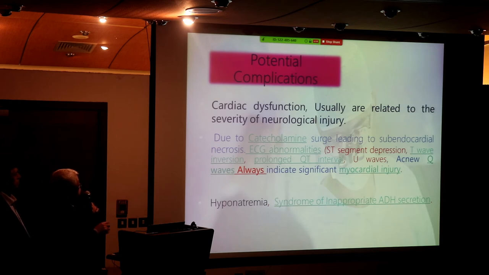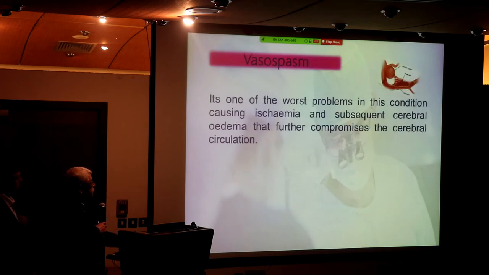Potential complication: cardiac dysfunction, usually related to the severity of neurological injury. It's a must you will have some cardiac effect due to the cataclysmic surge, leading to subendocardial necrosis. ECG abnormalities: you will have ST segment changes, T wave changes, and any Q wave always indicates significant myocardial injury. Any new Q wave means the patient has had a myocardial injury. Always. If on day 3 or day 4 there are Q waves, it means the patient has had this. So you have to consult your cardiologist. Hyponatremia syndrome, of course, and as I said it happens in them a lot.